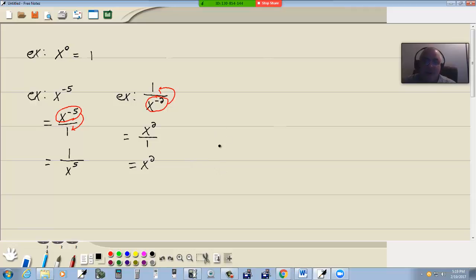Now you'll combine these together in some cases. For example, if I have y squared x to the negative 3, and I'll have y to the negative 5 x to the 12th.